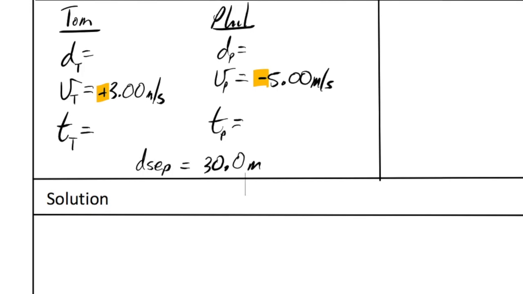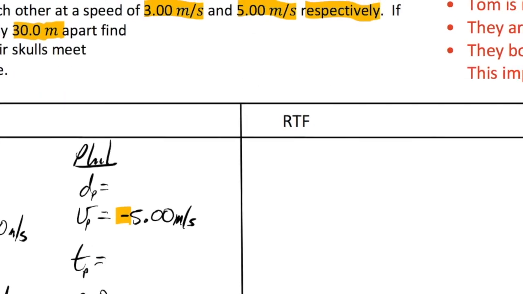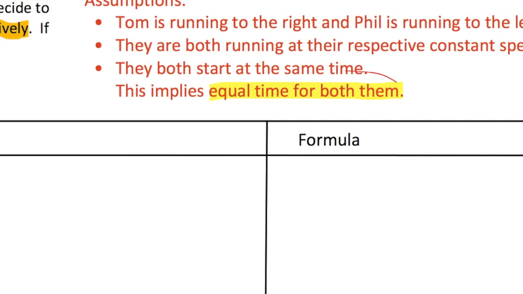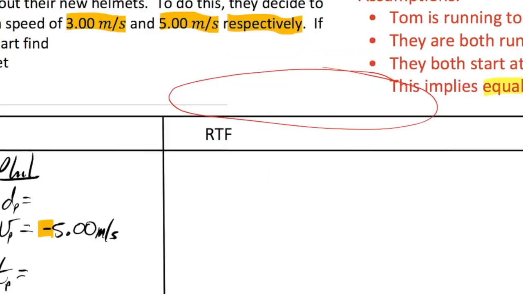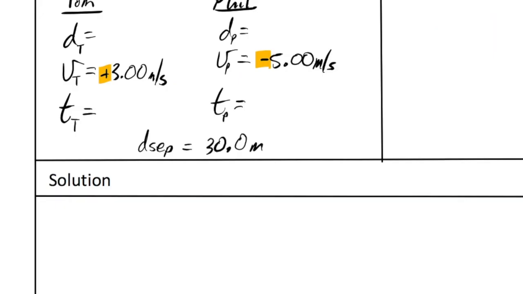Next, when we take a look, we've got Tom and Phil. There's one other point, and if you recall up here, that's this point right here. Equal time for both of them. So I'm going to say let time for Tom equal T and time for Phil also equal T. I don't know what the T is, but I do know it's common for both of them. So at the moment, we had 4 unknowns, but now 2 of these unknowns are the same. So that is a third unknown.